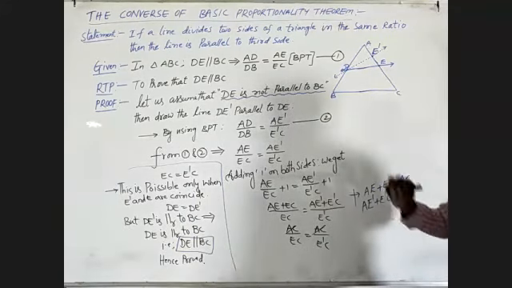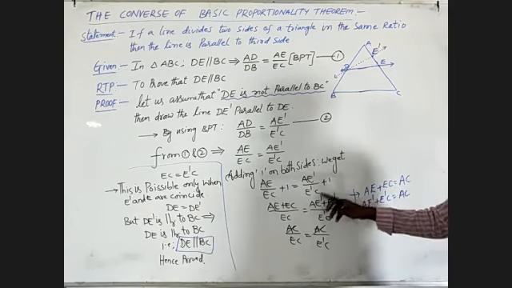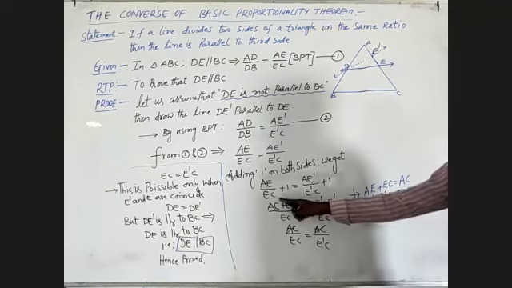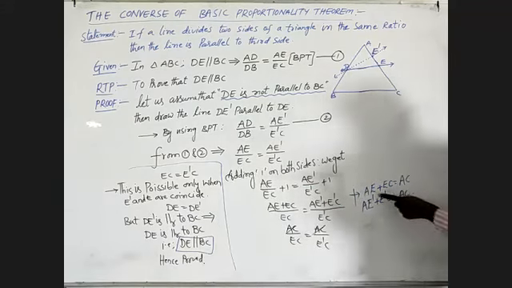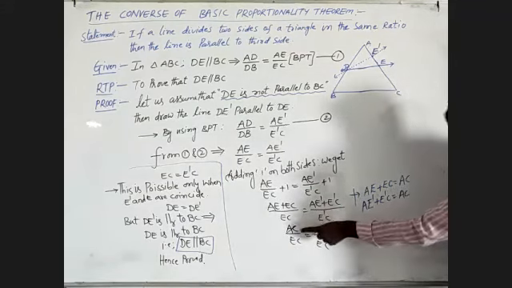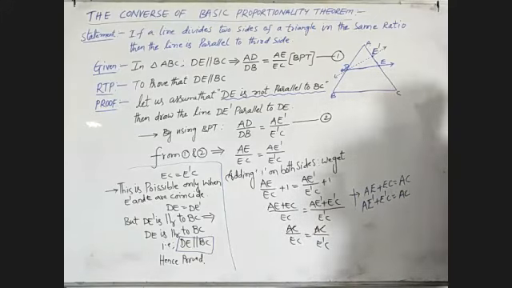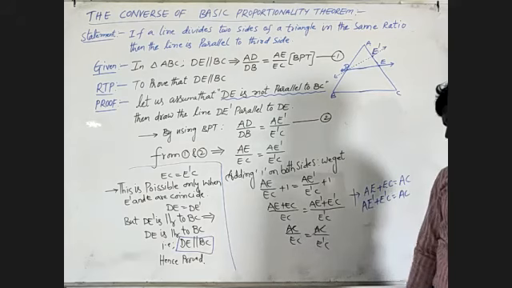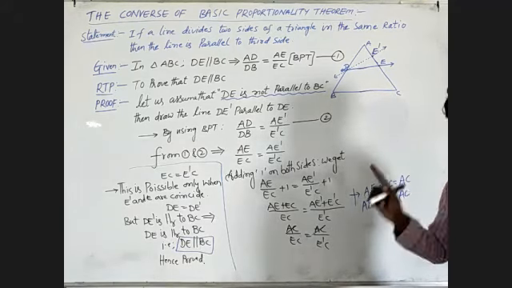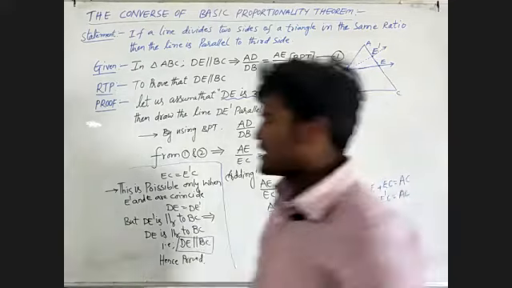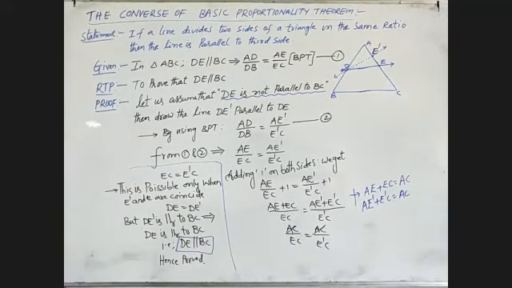Adding 1 on both sides, we get AE by EC plus 1 equal to AE dash by E dash C plus 1. Here AE plus EC is AC, and AE dash plus E dash C is also AC. Both numerators are cancelled and become 1, so their denominators are also equal. That means EC must be equal to E dash C.